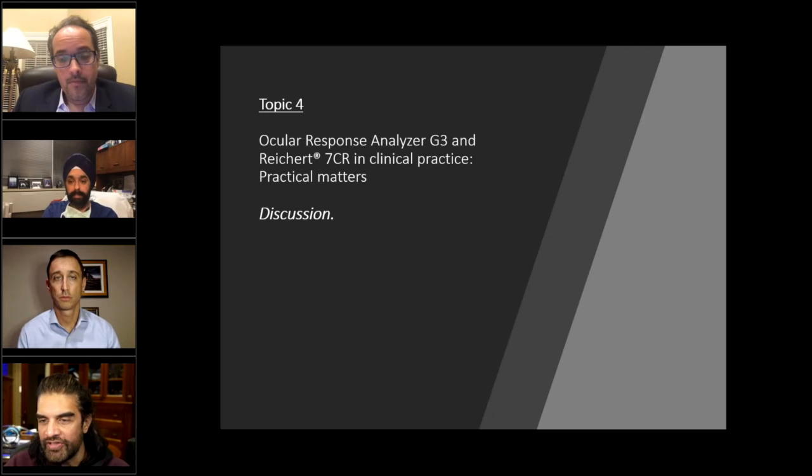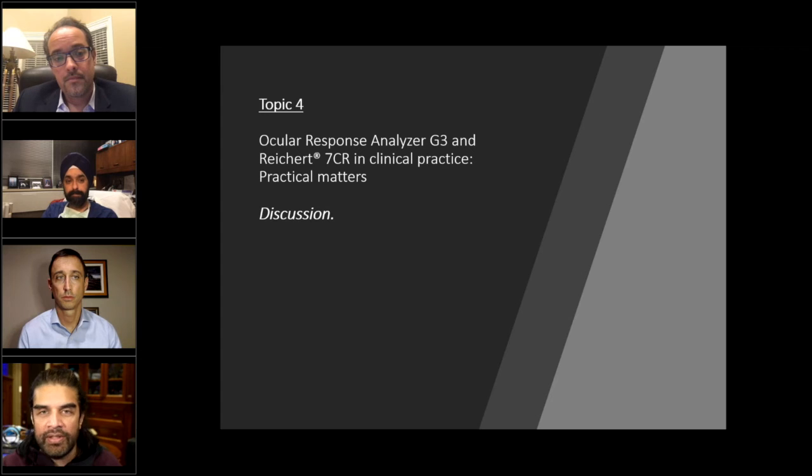So just more questions here. How would you compare what you're doing with IOPcc versus if you took a Goldman and adjusted for CCT? You know how there are some tables out there that people have tried to come up with to adjust your IOP value for a thicker or thinner CCT. What is your opinion of that? Is it valid or not? And how does it compare to using just basically IOPcc? Just some questions on that. Anybody want to take that one?